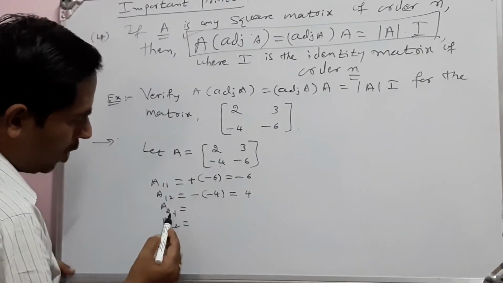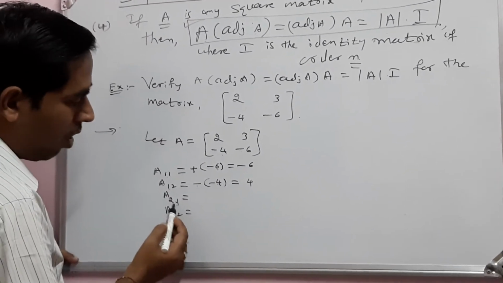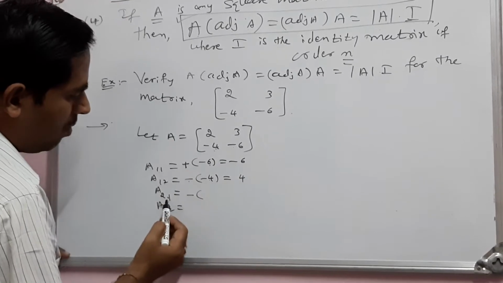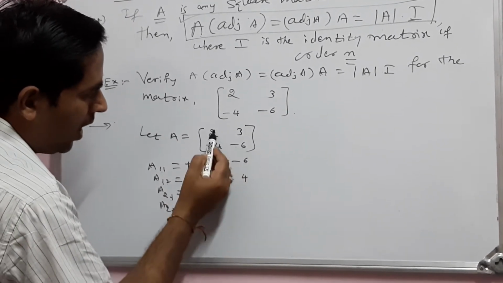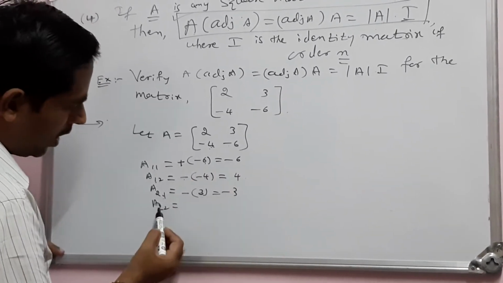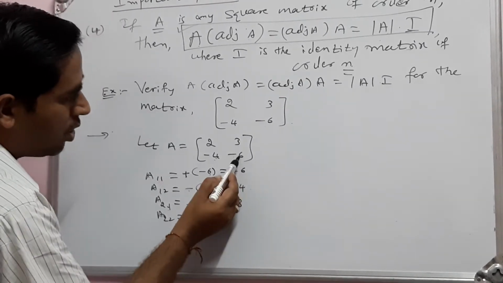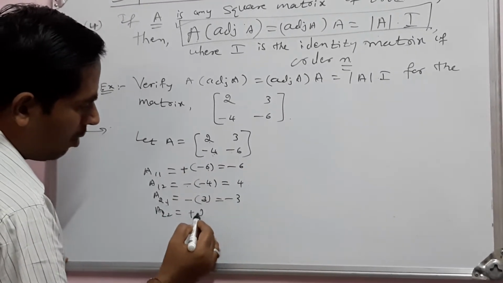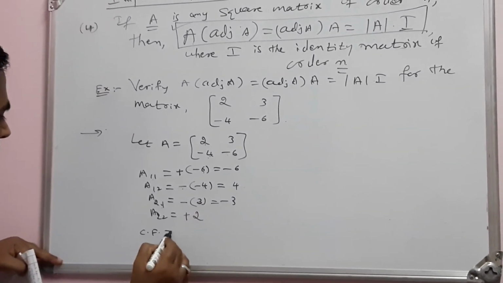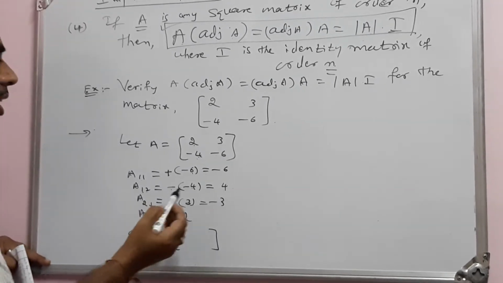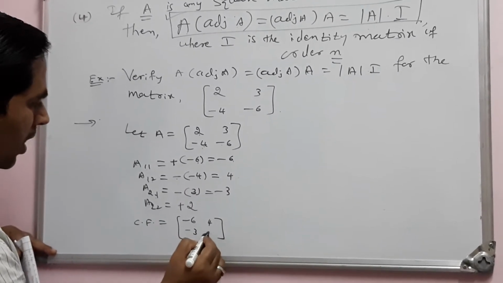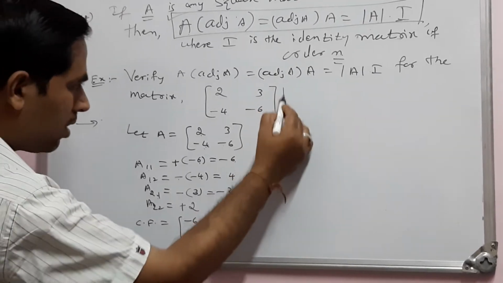Next we come to this element, 2 plus 1 is 3. The sum is odd, so once again we write the negative sign. This is A21. You leave this row and this column, the element is 3, so that will be minus 3. Then 2, 2: the sum is even, so it's positive. You leave this row and this column, that will be 2. So the cofactor matrix is minus 6, 4, minus 3, 2.